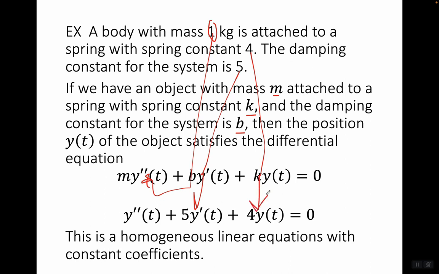Okay, so we get the differential equation y double prime of t plus 5y prime of t plus 4y of t equals 0. This is a homogeneous linear equation with constant coefficients. It's homogeneous because the right side is 0. That's what it means to be homogeneous. It's linear because it's not y double prime squared or anything like that. It's just some function of t times y double prime plus some function of t times y prime plus some function of t times y. In this case, those functions of t are just constants. So it's a homogeneous linear equation with constant coefficients. Ignore the fact that it says equations.